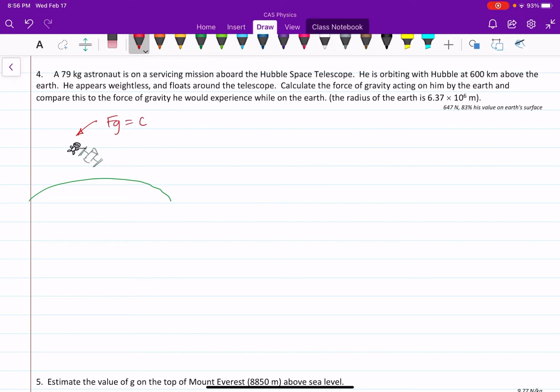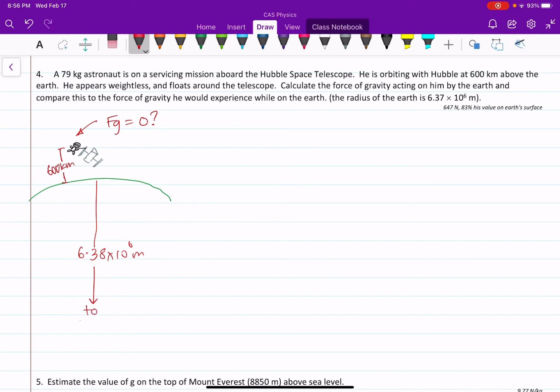If you had to guess, what is the force of gravity acting on this astronaut? Is it 0? Is it half of what they would experience on the Earth? What is it? This is what we can now calculate by using our new equation. He's orbiting at a height of about 600 kilometers above the surface of the Earth. But remember, the surface of the Earth itself is 6.38 times 10 to the 6th meters away from the center of the Earth, right?